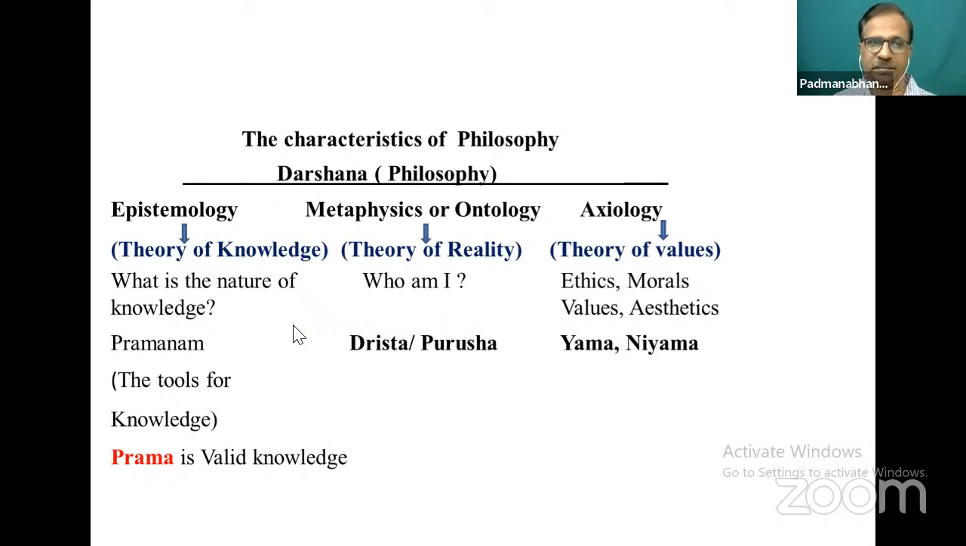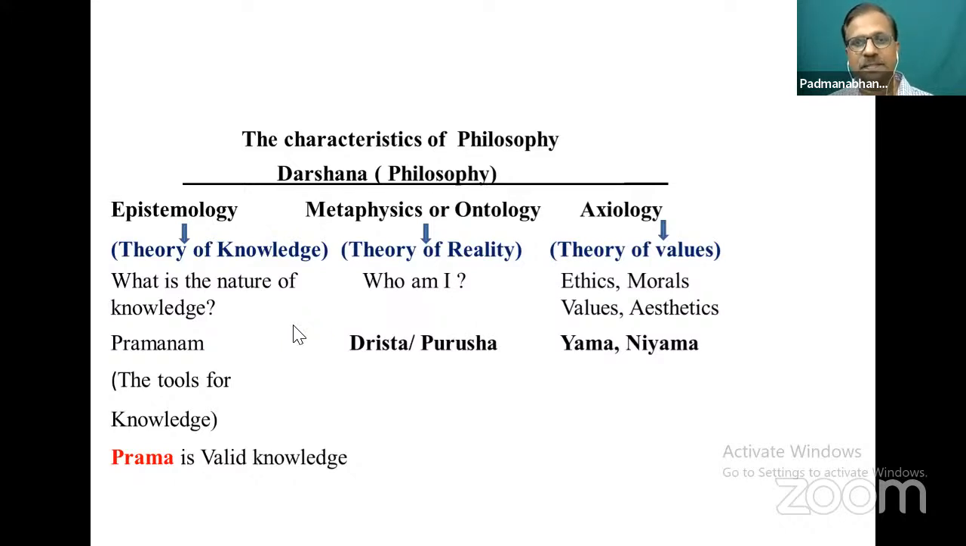Then the second characteristic is metaphysics or ontology. Ontology means the theory of reality. So reality here means, who am I? What is our real I-ness? A real I-ness is nothing but the drishta or the purusha, the pure state of consciousness.